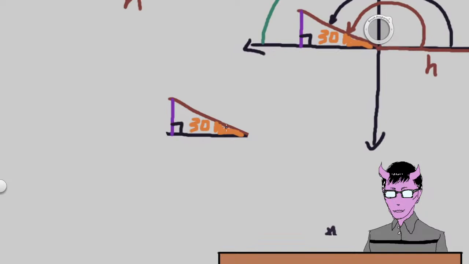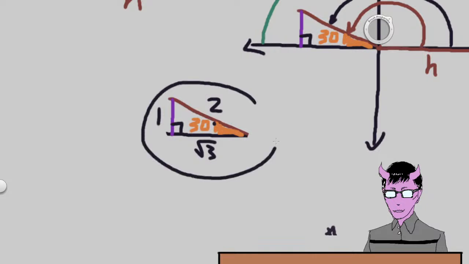Okay, but what are the ratios of a 30, 60, 90? Since this is the 30, the smallest angle, it opens up to the smallest side ratio, which is 1. And then, since this is the 60, by complementarity, it opens up to the root 3 side. And since this is the 90 degree, it opens up to the 2 side. So 1 to root 3 to 2. Those are the ratios for a 30, 60, 90.